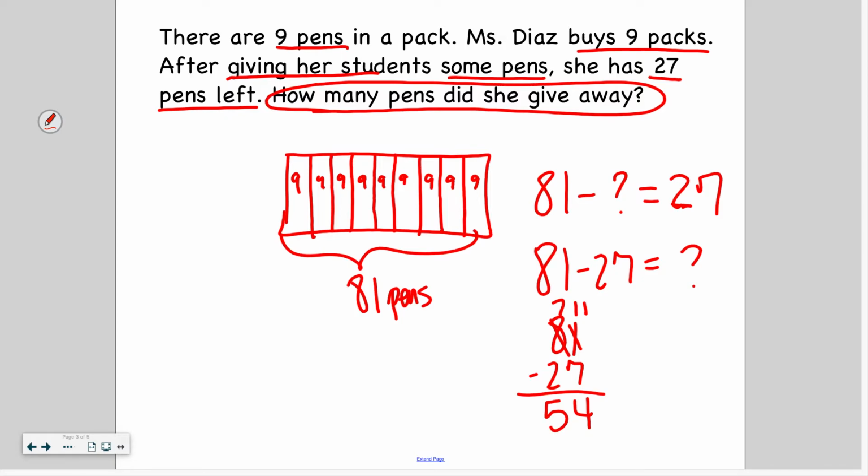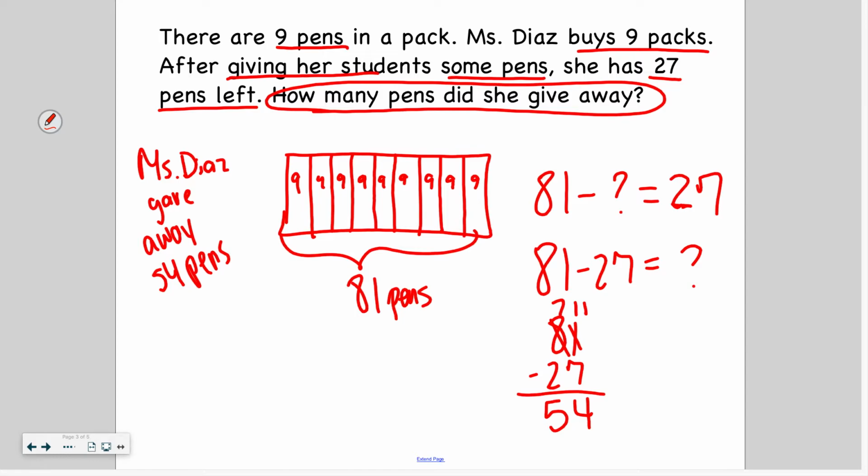So Miss Diaz gave away 54 pens. So let's recap because there were 2 steps, right? So I know that Miss Diaz bought pens. I know there were 9 pens in each pack, and she bought 9 packs. So that's what this represents here, my 9 packs of 9 pens.